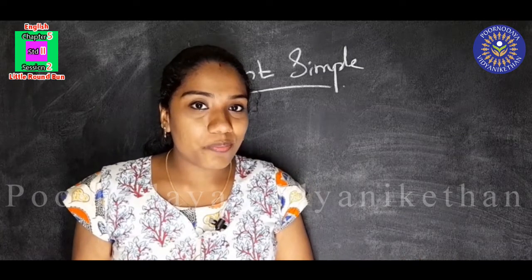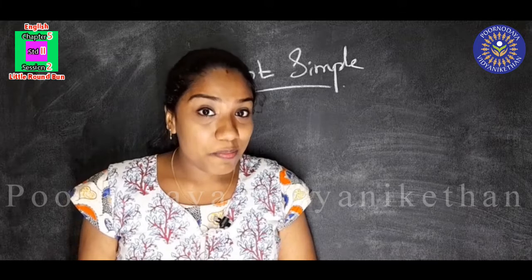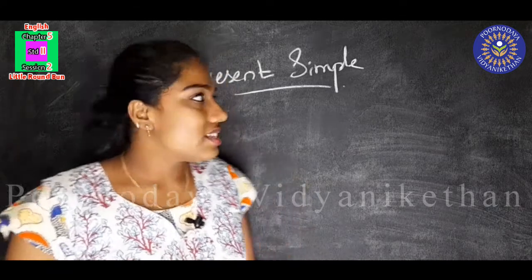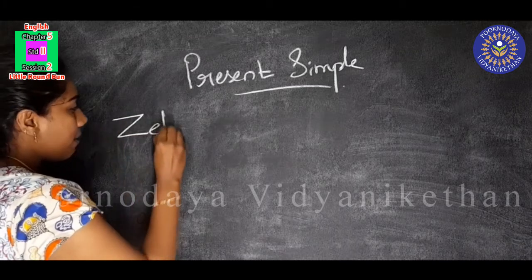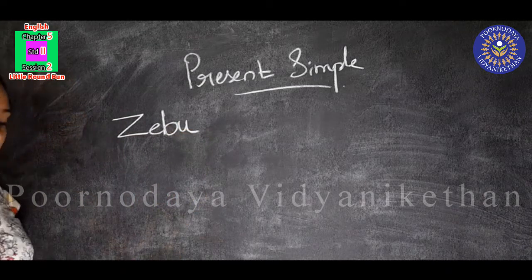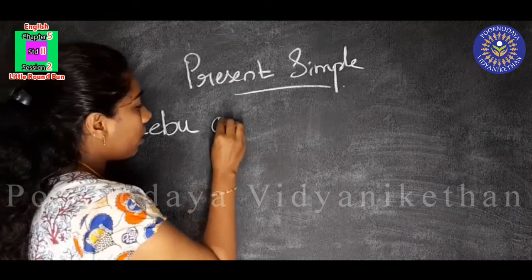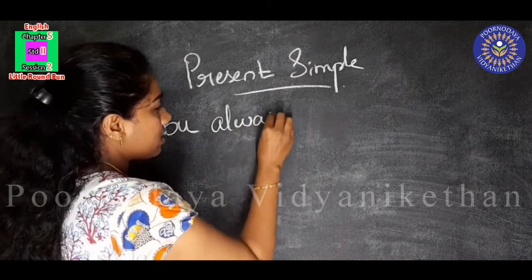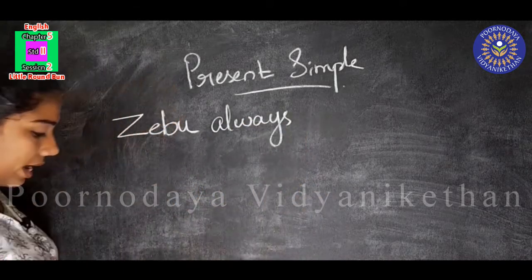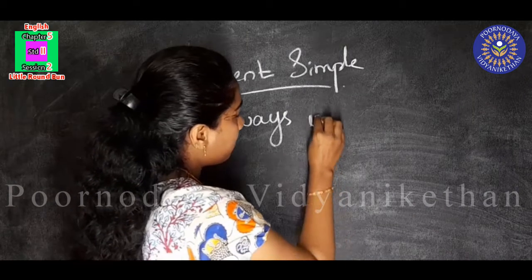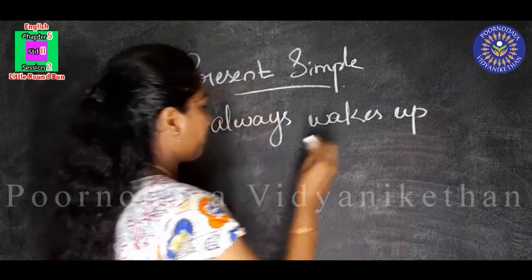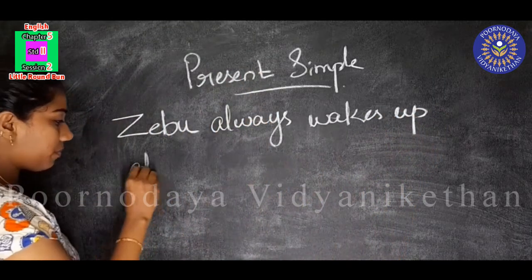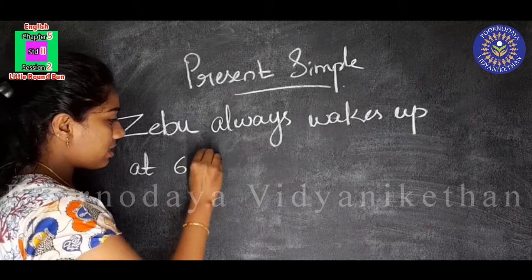For example, you wake up at 6 o'clock. So, we'll write here, Zebu. Zebu is a boy. Zebu always wakes up at 6 o'clock.